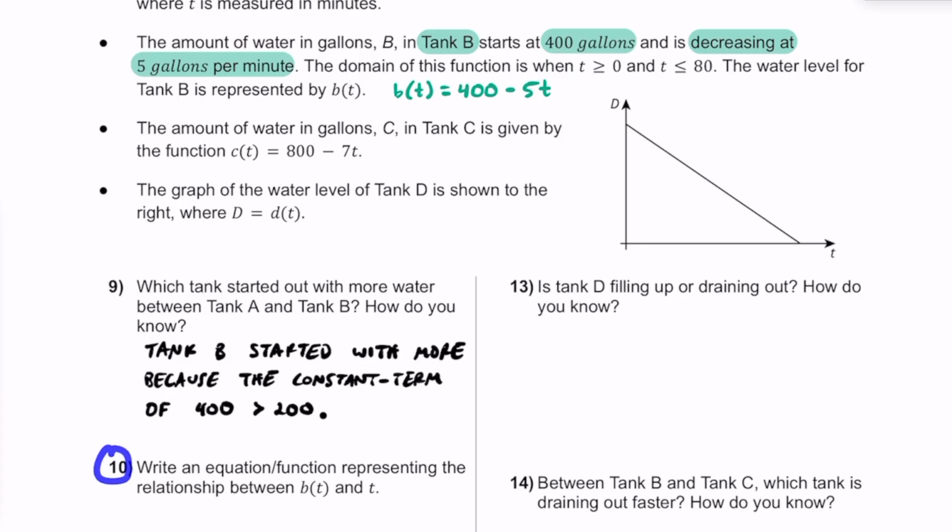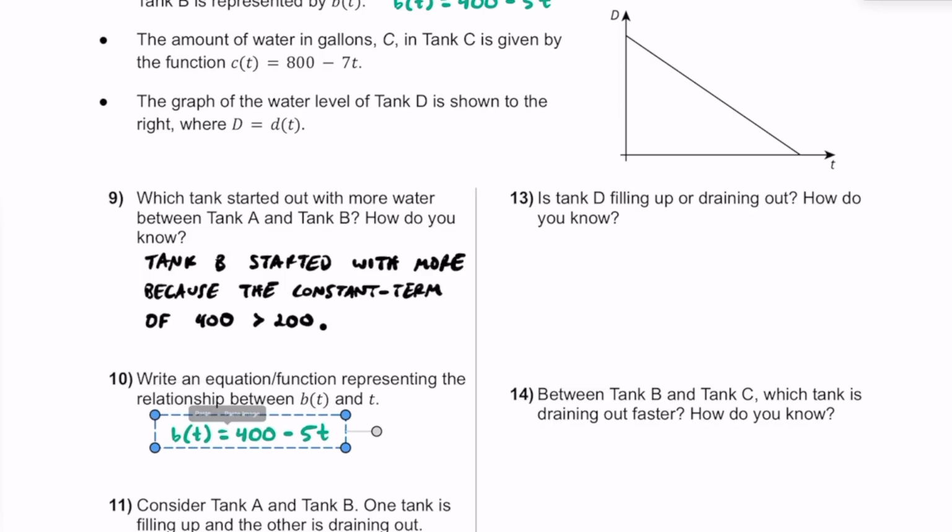Now for number 10, we're being asked to write an equation or a function representing the relationship between b of t and t, which I think we already did earlier when we were looking at the situation. So let's just copy and paste this right over here. Remember, this b of t is how much water is there currently given a specific time value. And then we have the starting amount of 400 gallons, and then it was decreasing at a rate of 5 gallons for every minute. So this function hopefully makes sense in representing the current water levels for tank B.